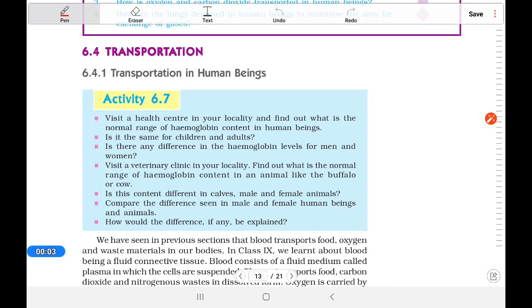Welcome to Bio class, class 10. Today's topic is transportation, transportation in human beings.